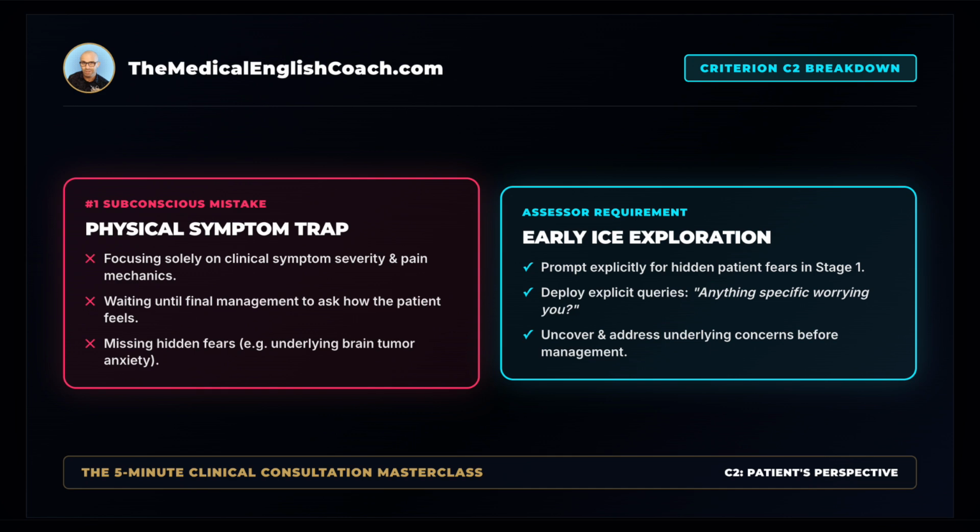If a patient comes in with a headache and you only ask about the severity of the pain, you miss the fact that they are terrified it might be a brain tumor. You must prompt explicitly for underlying worries in stage 1. If you don't use a phrase like, "Is there anything specific worrying you about this today?" you miss the hidden fear, and your C2 marks flatline.